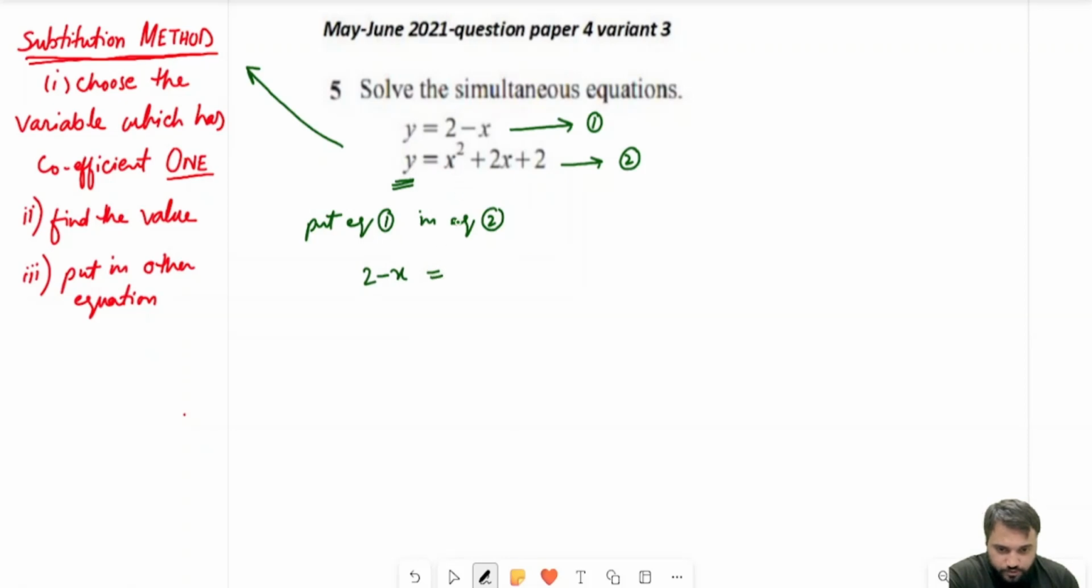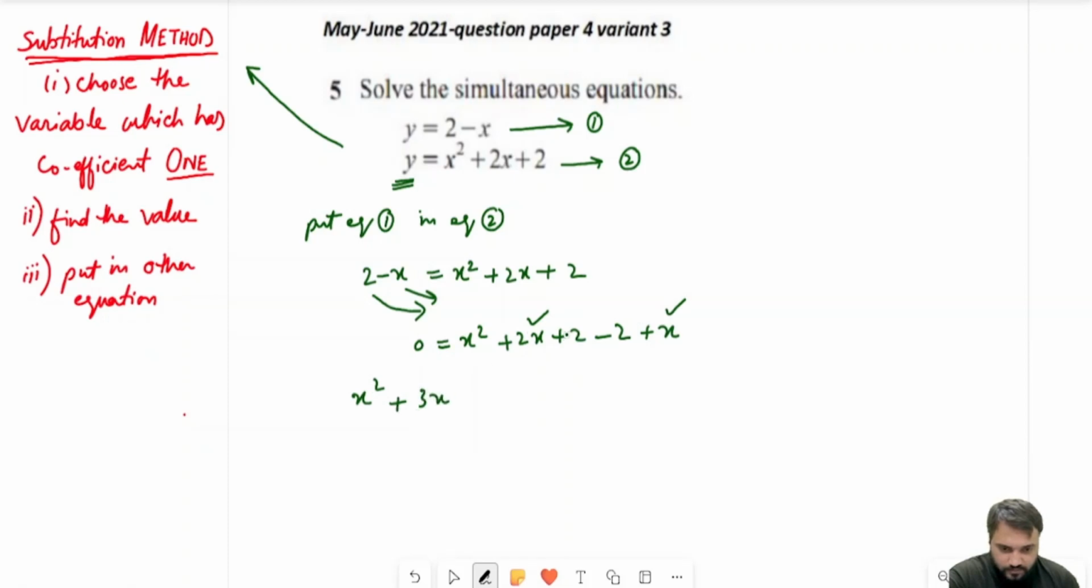That is equal to x square plus 2x plus 2. I'm going to take these values to the other side of the equation, that is x square plus 2x plus 2 minus 2 plus x, and simplify. X square 2x plus x, that is equal to 3x. Plus 2 minus 2 can cancel out, the rest is equal to 0.